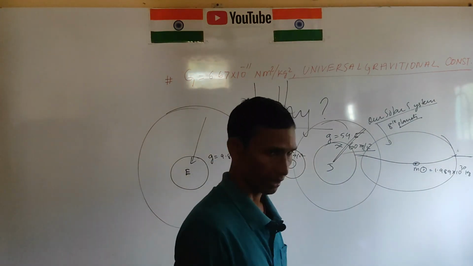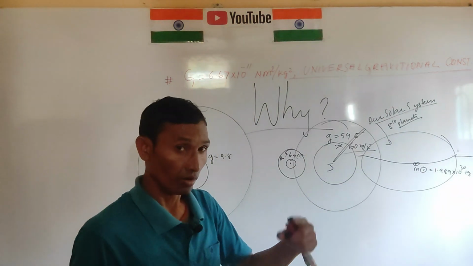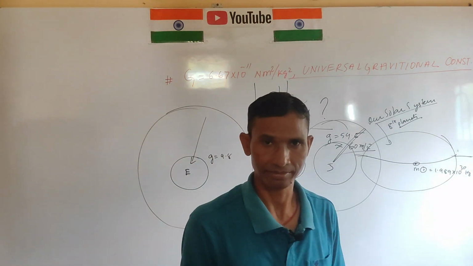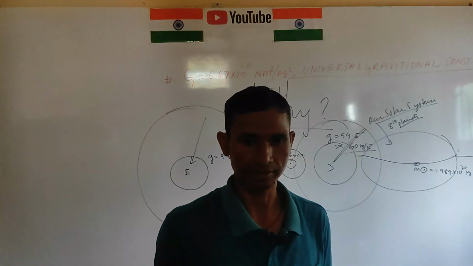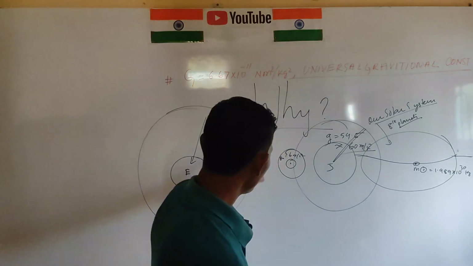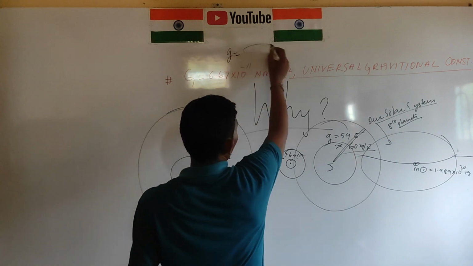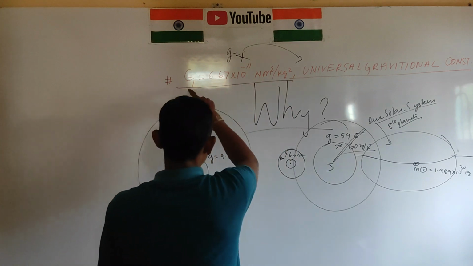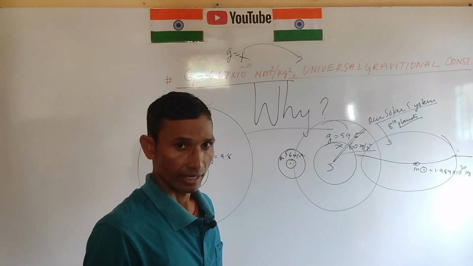60 meter per second square. There is the acceleration. So how can you say that it is a constant throughout the universe? No. Small g is not constant throughout the planet or throughout the universe. So it is not called a universal constant. Small g is not called the universal gravitational constant. Then why is capital G called the universal gravitational constant?